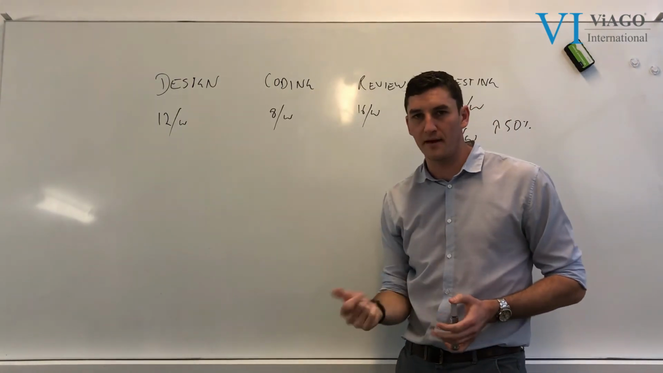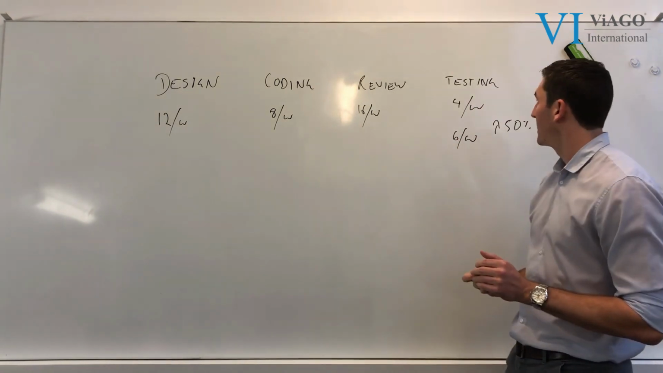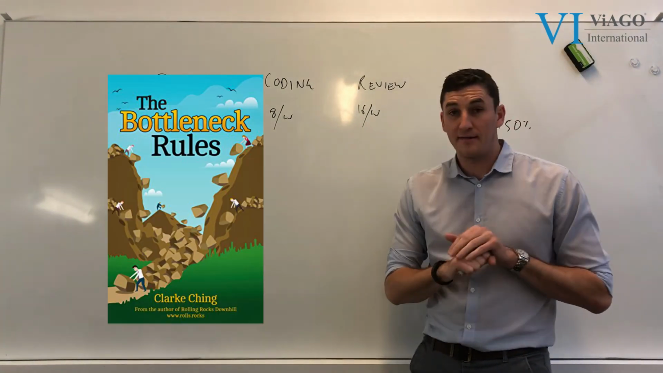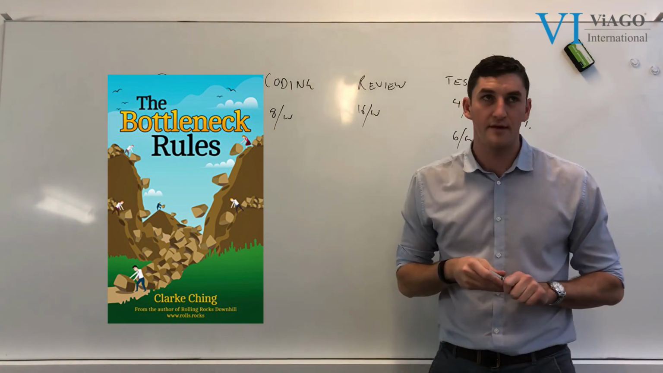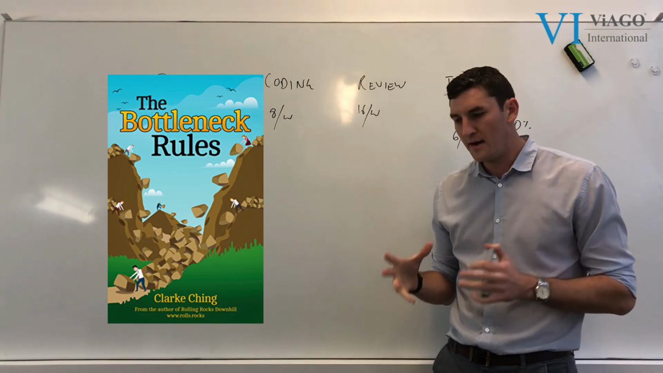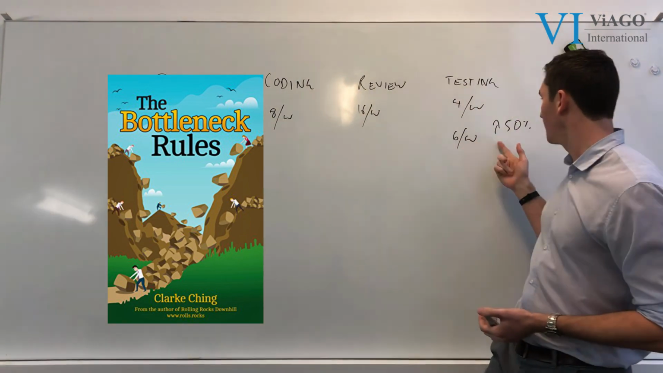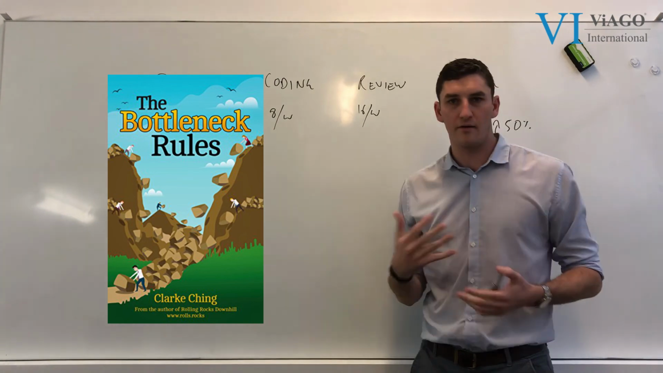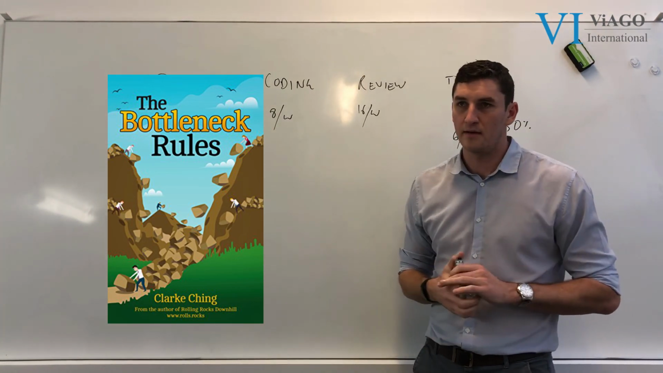If you've got some sort of visibility of what the backlog is, it's likely to tell you where your bottleneck is. Now there's a fantastic book by Clark Ching on this. It's called The Bottleneck Rules. It's a very concise book about identifying your bottleneck and managing to it to massively increase your productivity or the output of the team or the business. So definitely recommend checking that out.